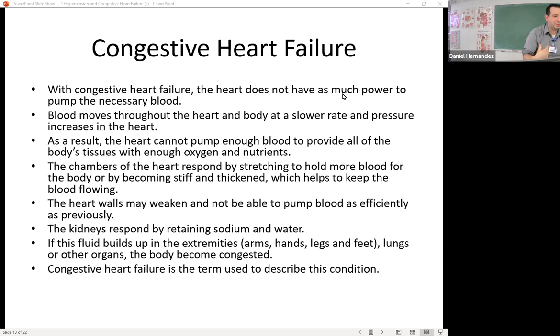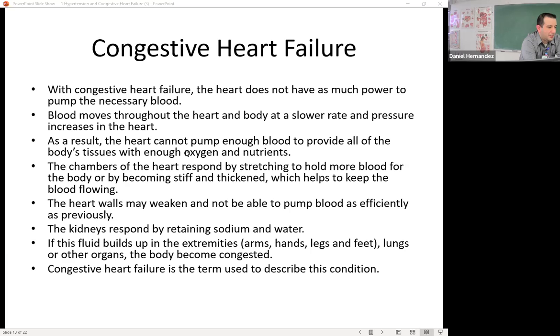A lot of the different pathologies that we learn about can lead to a patient entering into this disease process called congestive heart failure. With congestive heart failure, the body does not have as much power to circulate the necessary blood. Blood moves throughout the heart and the body at a slower rate, and pressures increase in the heart. As the pressures increase, the heart cannot pump enough blood out to the body, into the organs.